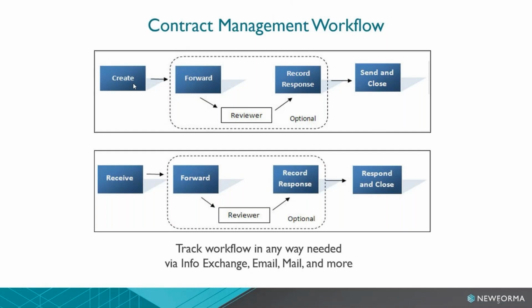If you're creating the item, then you're going to go into New Form of Project Center, create that item, and then proceed with that workflow. On the other hand, if you are receiving those items, as we see here, you're going to log that information as a received item in New Form of Project Center. And then you're going to take that workflow step. The reason it's important is that what we do in the middle is basically the same, right? We can forward it for review, whether we're creating it or receiving it. We can record a review or response, whether we're creating it or receiving it.